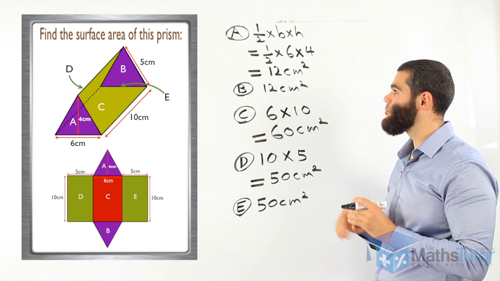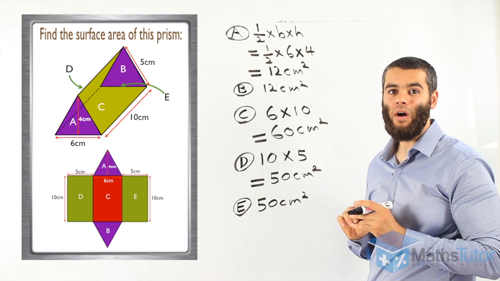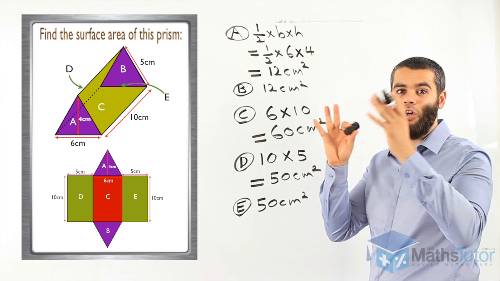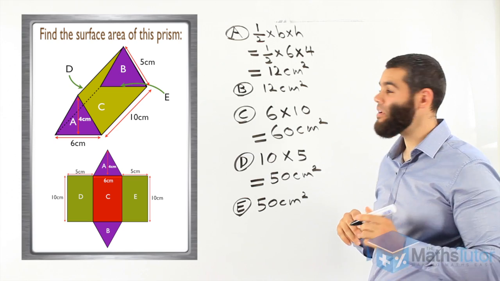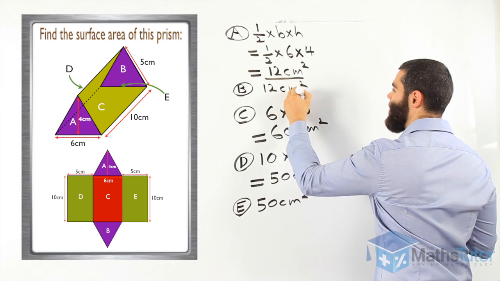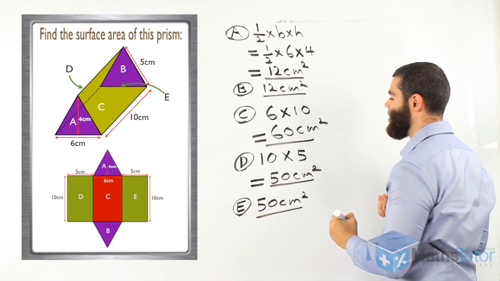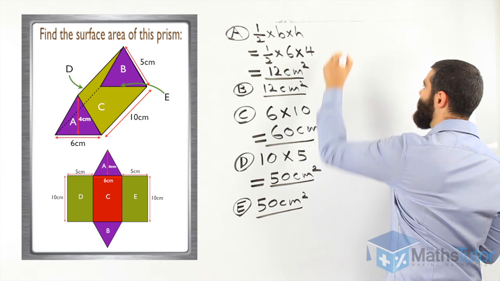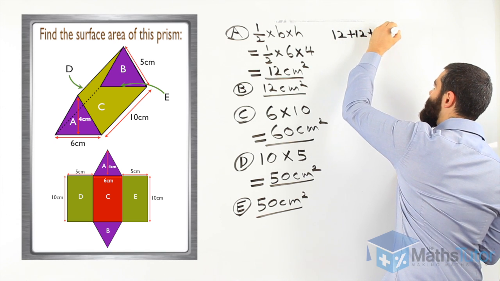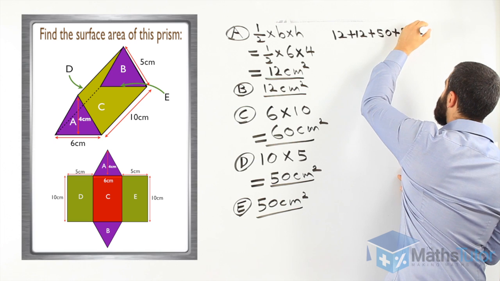So here we have broken down and put all the faces. We found the area of each one. What are we doing now? We're going to add the area of every face to find the total surface area of this triangular prism. Let's do that. We have 12 and another 12 and 60 and 50 and 50, the area of every face added together. So we have 12 plus 12 plus 50 plus 50 plus the 60.